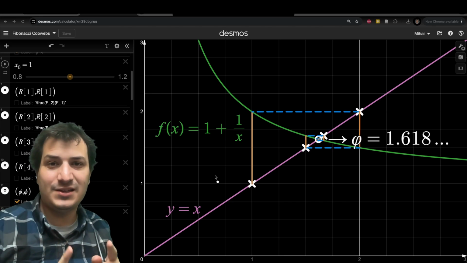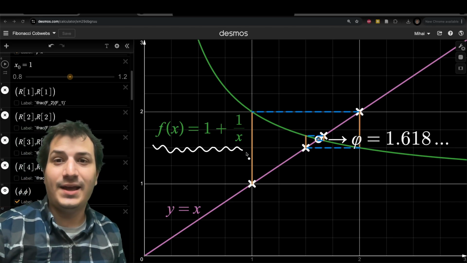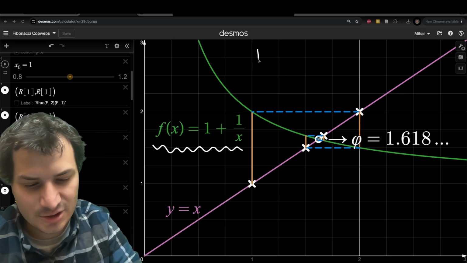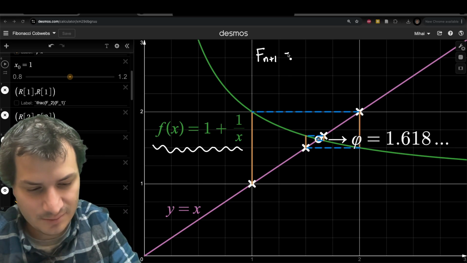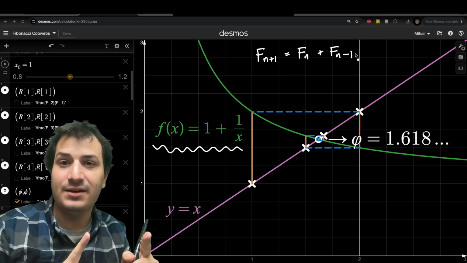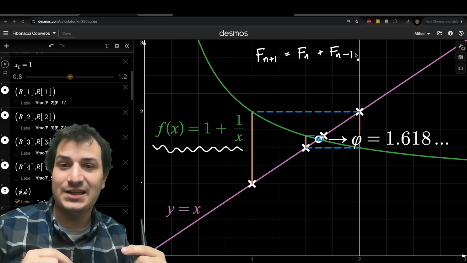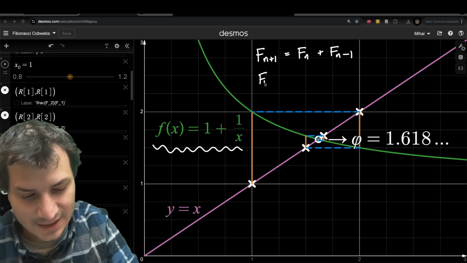Okay, so now let me explain where this function, f of x equals 1 plus 1 over x, comes from. And it really starts with the rule for the Fibonacci numbers that says that the next Fibonacci number is the sum of the previous two. So Fn plus 1 is the sum of Fn plus Fn minus 1. Now if I take this equation and I divide both sides by Fn, I'm going to get exactly what I want.